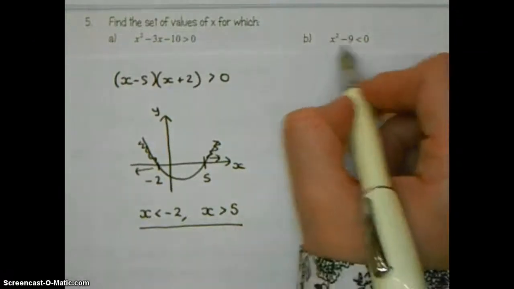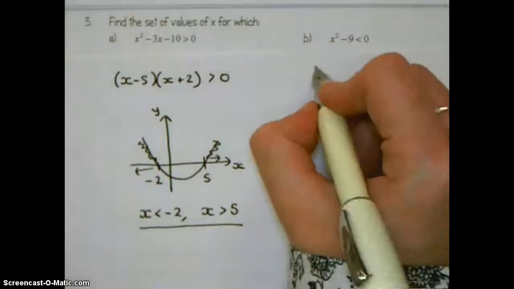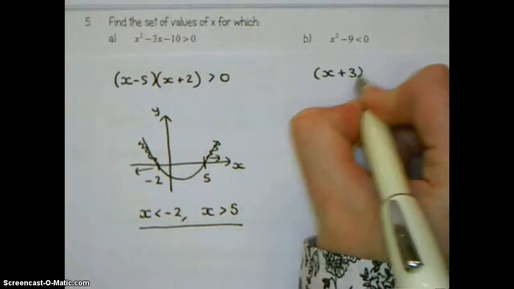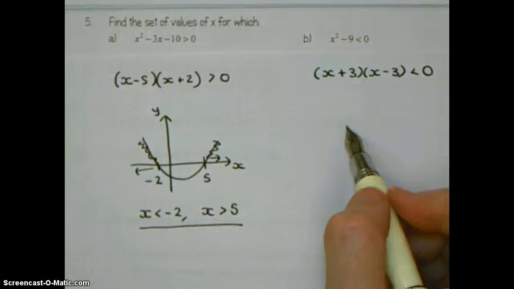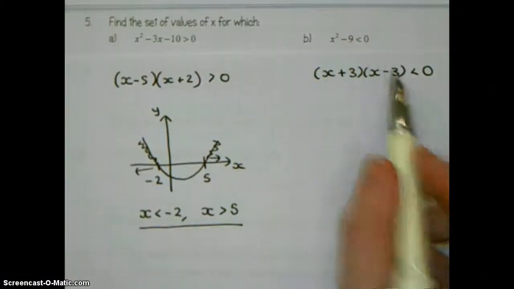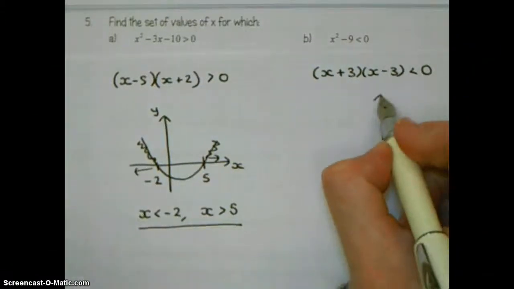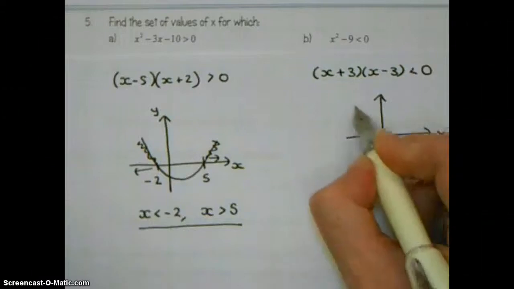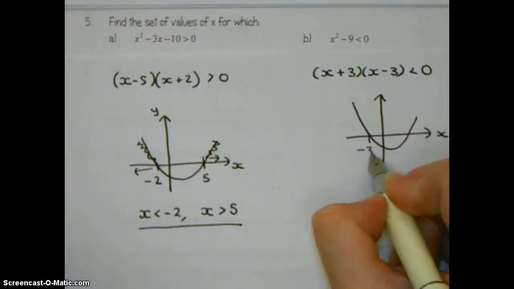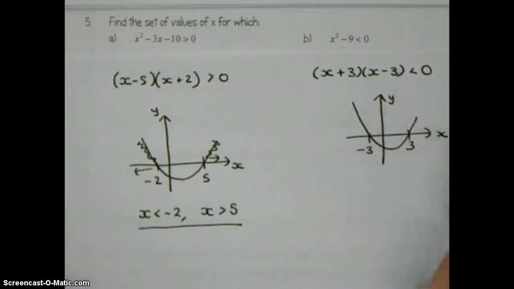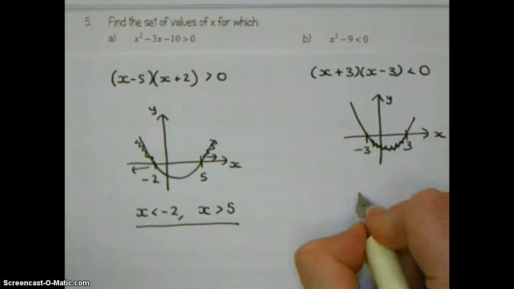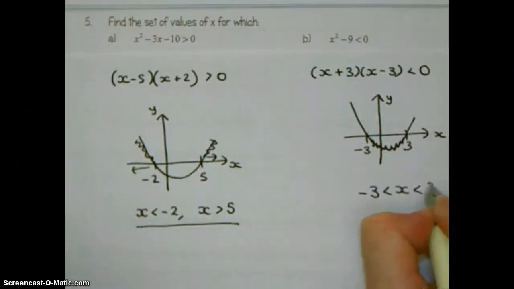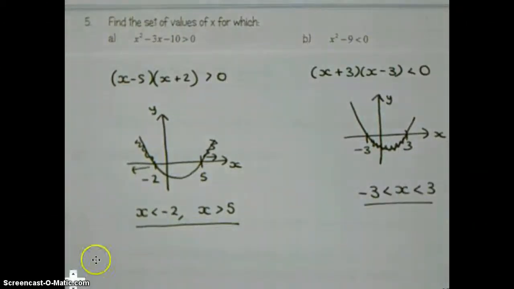Part B, same again. This is a difference of 2 squares, so that's going to factorise into x plus 3, x minus 3, less than 0. So this is going to cross the axes at minus 3 and plus 3. So the graph is going to cross at minus 3 and plus 3. And I want to know, where is that graph less than 0? So where is it below the axes? Well, that's this bit in here. And that's where x is in between minus 3 and positive 3.